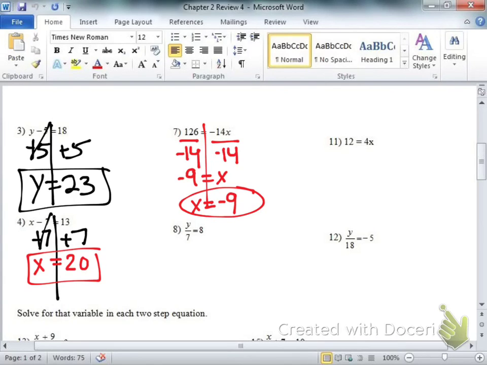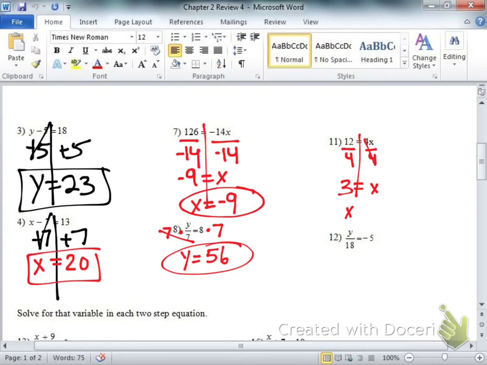Next one, number 8. We are dividing by 7. To undo dividing by 7, we want to multiply by 7. That gives us 56. Jump up to number 11. We want to undo multiplying by 4, so I divide by 4. I get that 3 equals x, or it's better written as x equals 3. And last one-stepper for today, I'm going to multiply both sides by 18. So I get y equals negative 90.